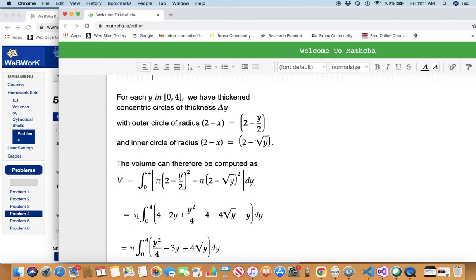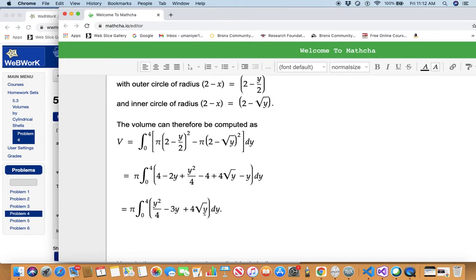Take the pi out. You have the integral from 0 to 4. When you open it, you get 4 minus 2y plus y squared by 4, completing the square, minus 4 plus 4 square root y minus y, another completed square. Upon simplification, the 4's go away and you are left with this expression.